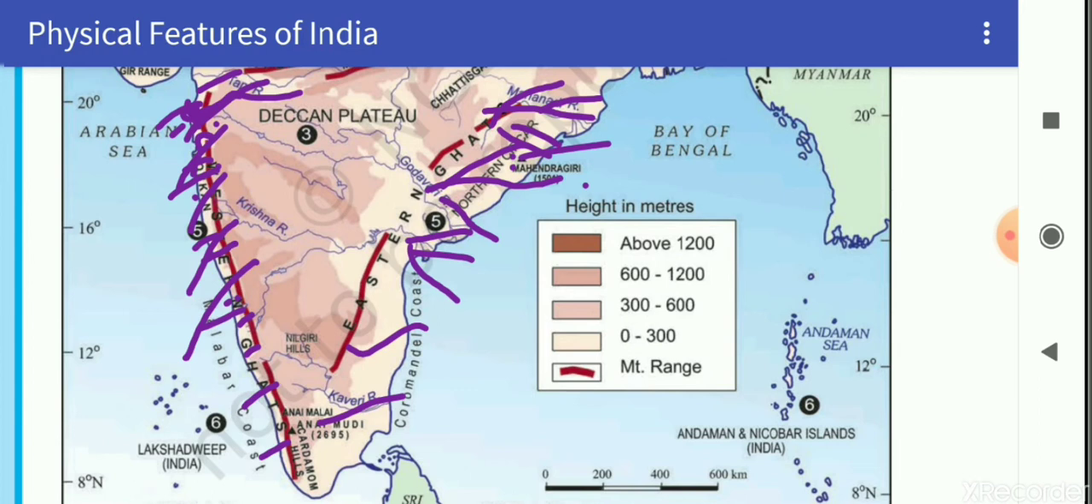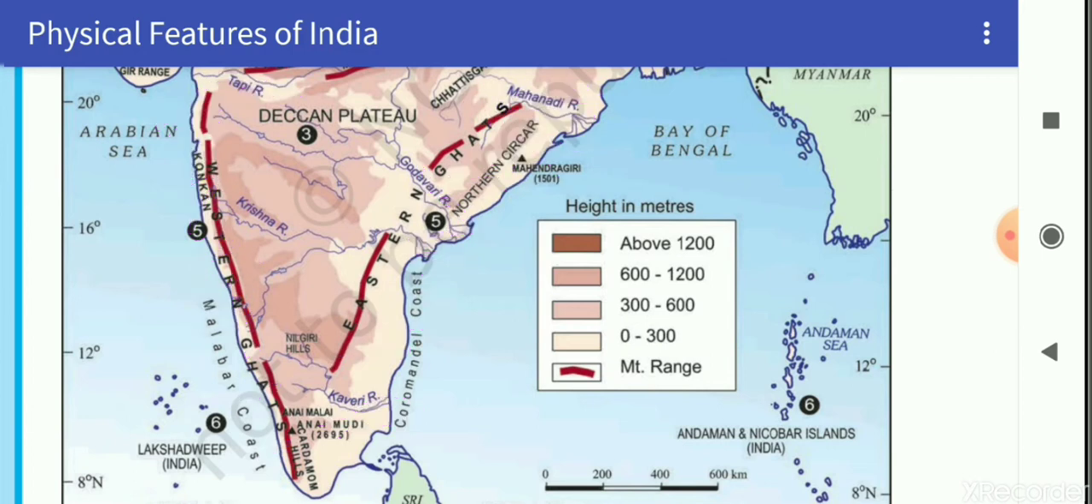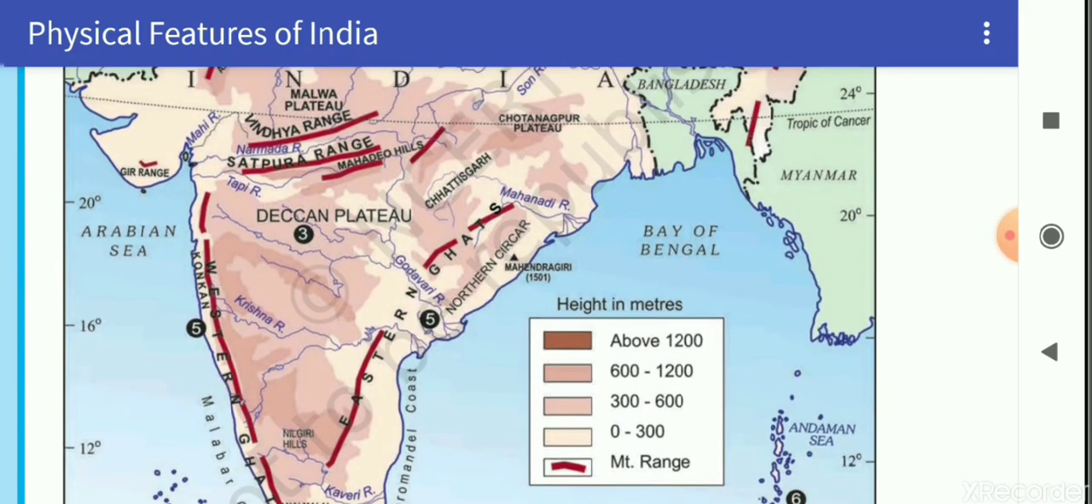And you know, Mahanadi, Godavari, Krishna, Kaveri, all these rivers fall in the Bay of Bengal, and these rivers mainly form deltas. So in this way we got the difference between the Western Coast and the Eastern Coast. So here we completed our second last topic. Now we are going to discuss our last topic, that is the islands.